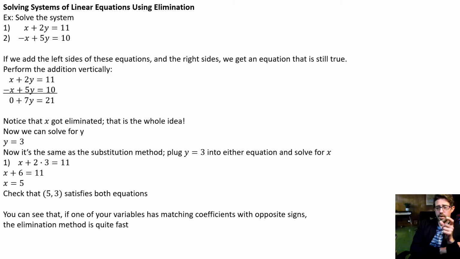So if it's like this, and we had an x and we had a negative x, I'm calling those matching coefficients with opposite signs. You could also call them additive inverses. So if you have an x and a negative x, or a 10x and a negative 10x or whatever, those would be additive inverses. If you see that, the elimination method is almost instantaneous. And if you think about doing the same thing with substitution, it would have worked. It just would have involved a lot more going on in this step. This step would have taken longer. As it is, this step was instant.